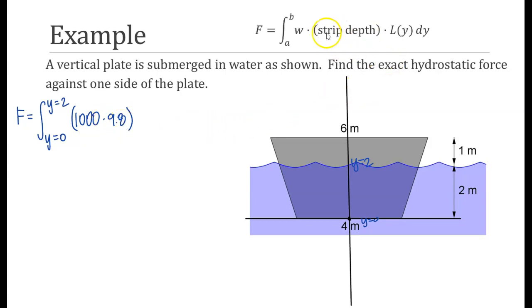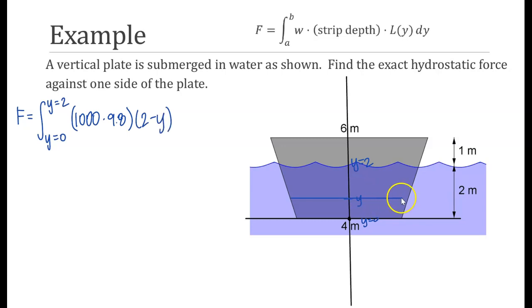And then we're going to need the strip depth. So remember that the strip depth is from the surface of the water to that generic y value that I pick between 0 and 2. So y is some generic value here, right? So that's the strip there, y. So the depth y is at is going to be from the surface of the water to y. So 2 minus y is going to be my strip depth on this one.